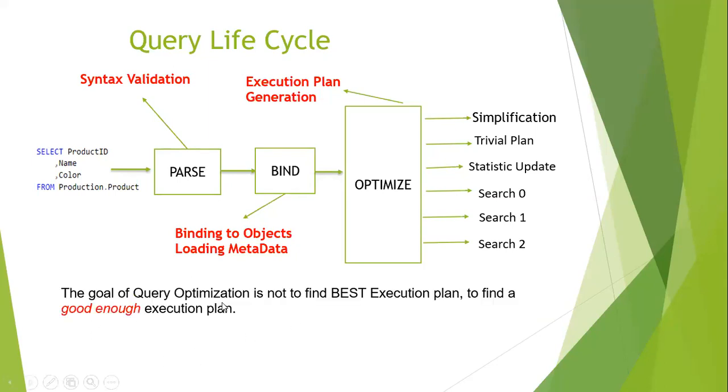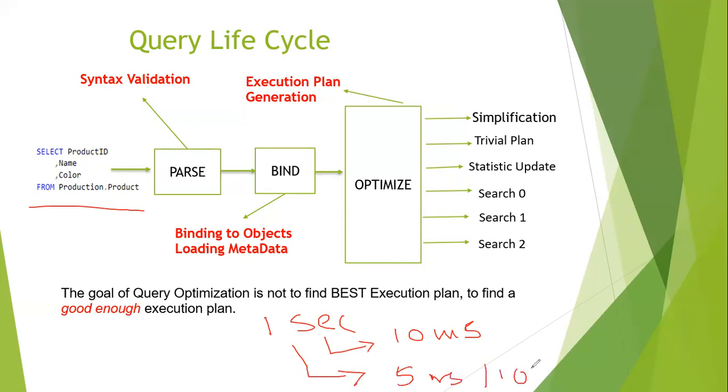See here, the goal of the query optimizer is not to find the best execution plan. Let's say, for example, to generate a plan for this query, the optimizer took 1 second. The optimal plan is executing in 10 milliseconds, right? There might be some other plan where it can execute in only 5 milliseconds, or even more than 10 milliseconds, right? If the optimizer keeps checking, it took around 2 seconds to find the plan.